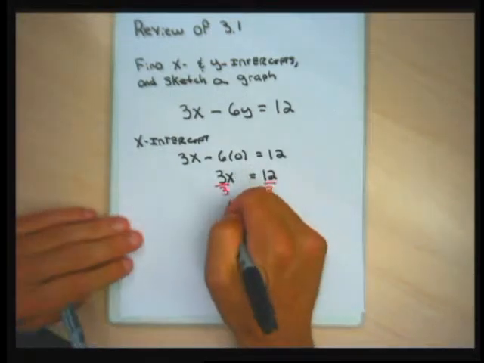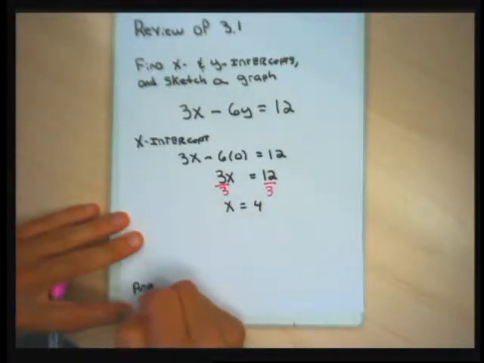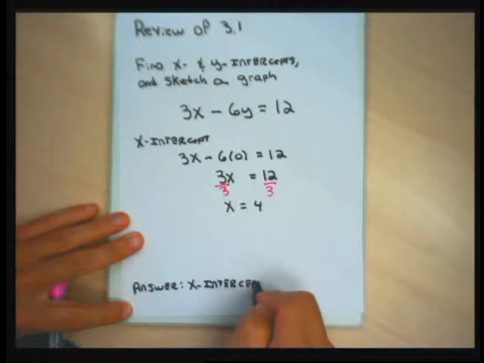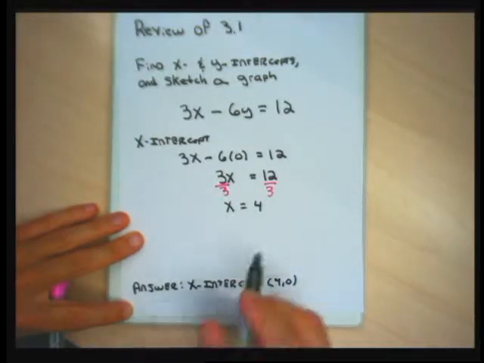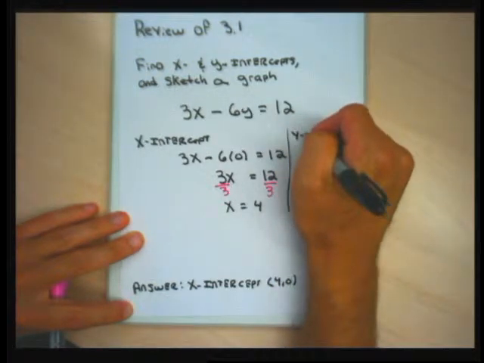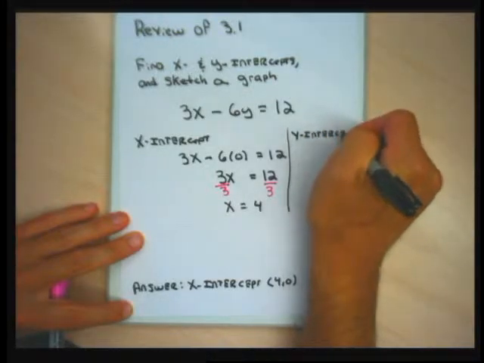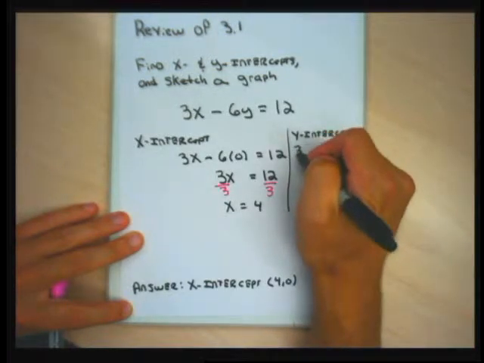And I'm going to write my x-intercept as a point. So in my answer, for the x-intercept, I'm going to write it as the point x equal to 4, y equal to 0. I'm going to try to squeeze in the y-intercept so I can get the graph on this page. So right next to the x-intercept, I'm going to compute the y-intercept. You find the y-intercept by plugging 0 in for x and solving for y.